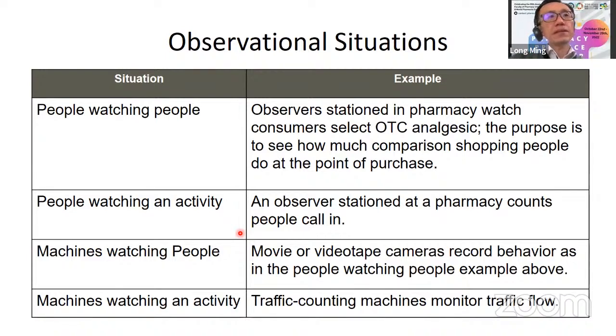And then the second one, human observing activities. For example, you have one additional staff at the pharmacy counter to check how many people walk in at different time durations. Machine observing humans. This could be, for example, the one-way glass focus group to see the response of the people when they're being asked about their perceptions of a certain product.